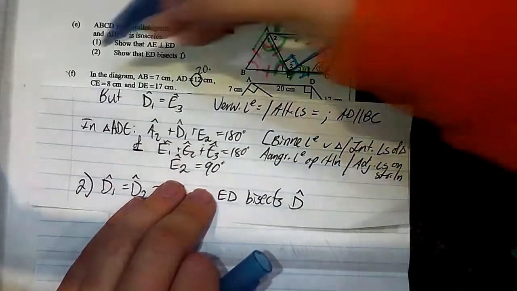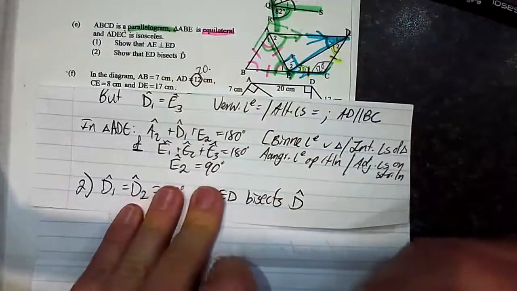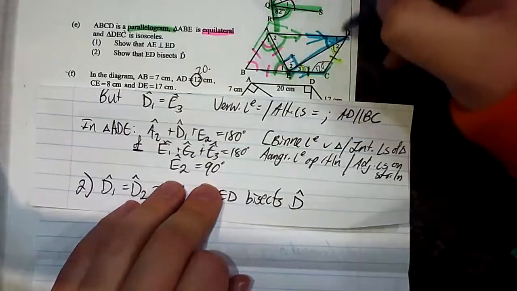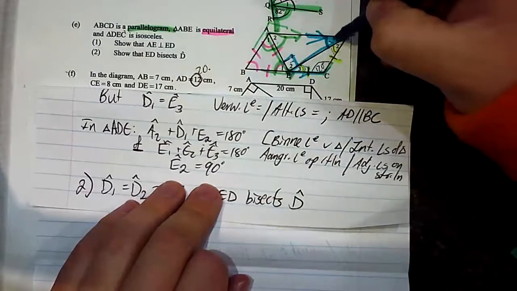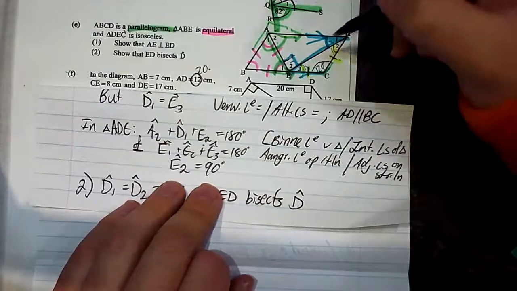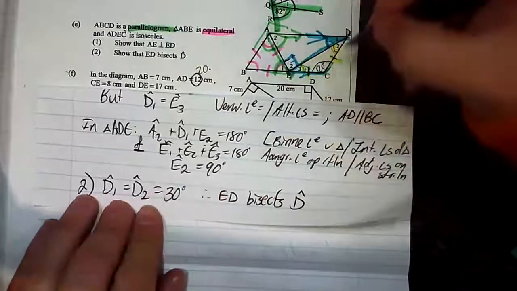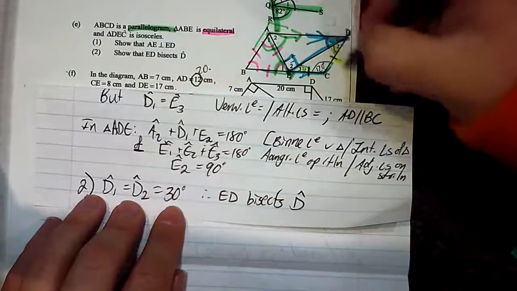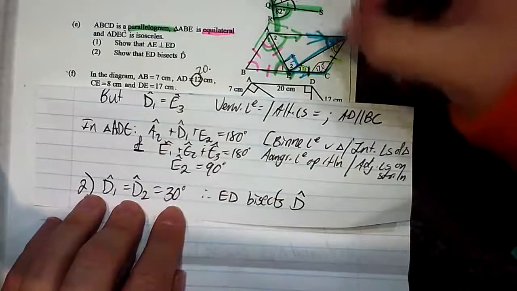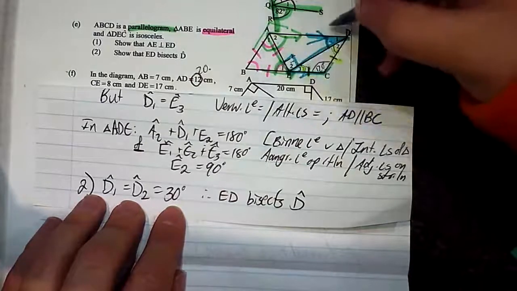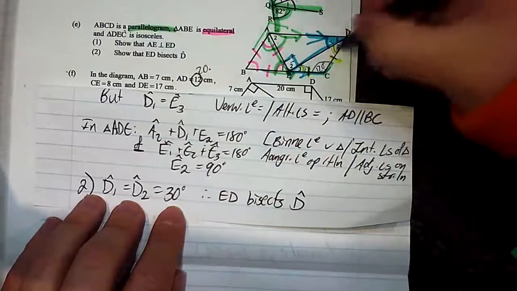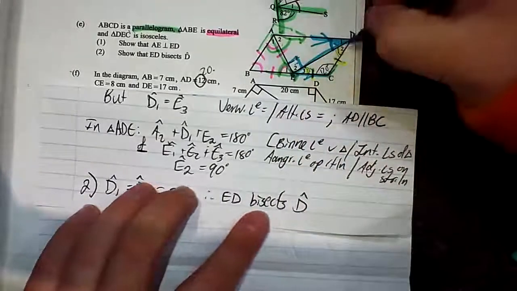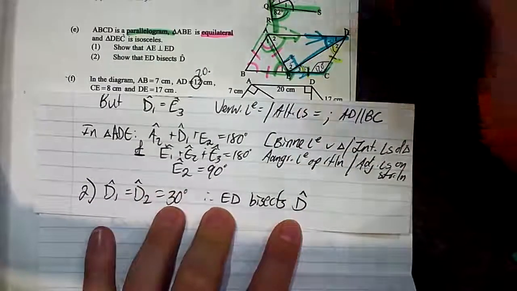Number 2 asks, show that ED bisects D. Verdeel lyn ED hoek D in 2. So wat beteken dit? Hulle vra, is D1 en D2 gelyk? Ons het lankal bepaal. D1 en D2 is albei 30 grade. So as hulle albei 30 is, dan is hy mos 'n 60 grade hoek. The angle D is 60 degrees. And ED bisected it into 2 30-degree angles. So therefore, ED definitely bisects angle D. Okay, that was number E.